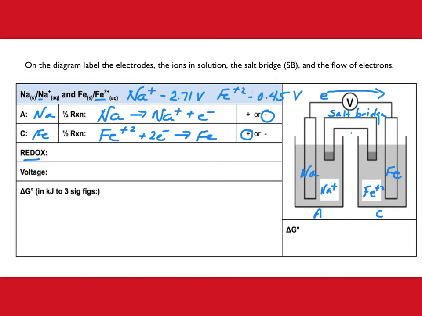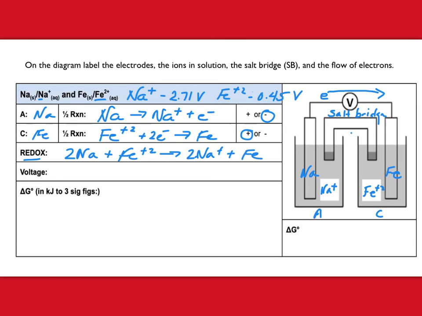So if I doubled up on the sodium and I added those 2 half reactions together, the electrons will cancel, and I'll end up with 2Na plus Fe2+ yields 2Na+ plus Fe. That's the balanced redox reaction.